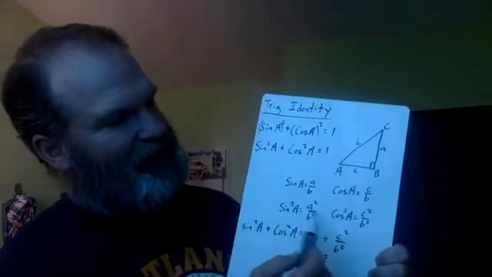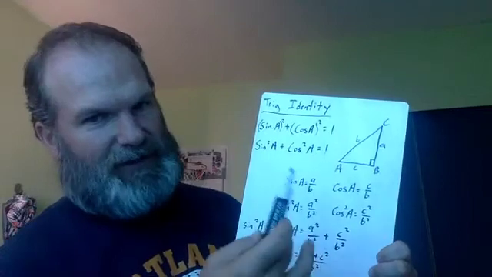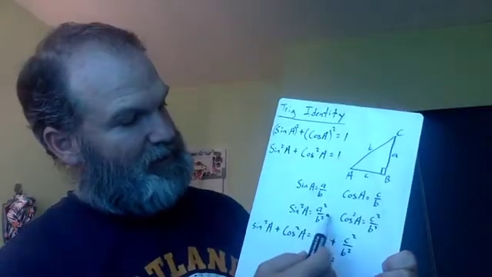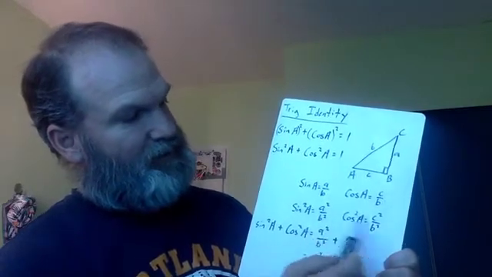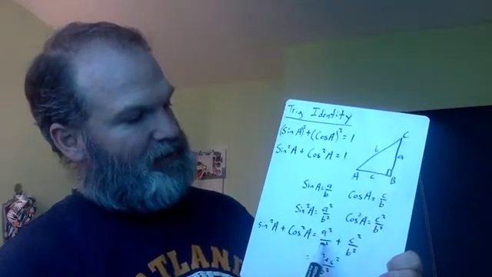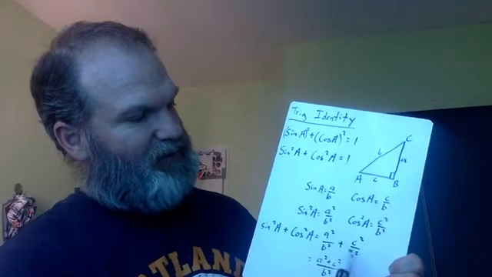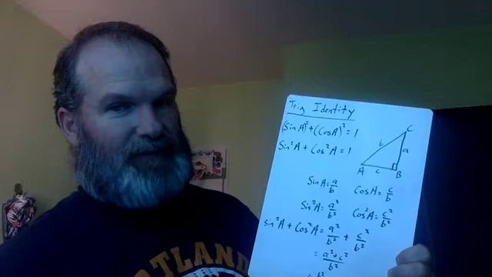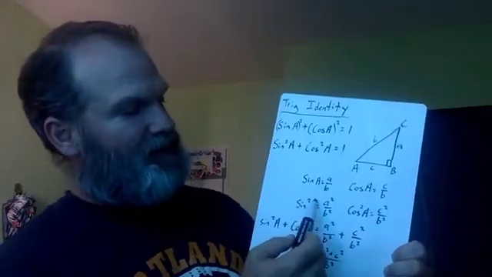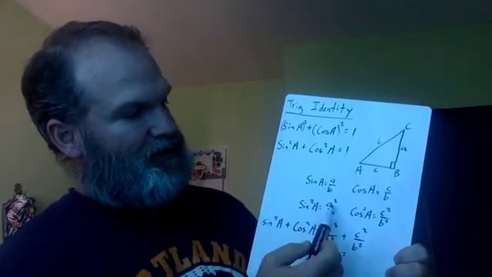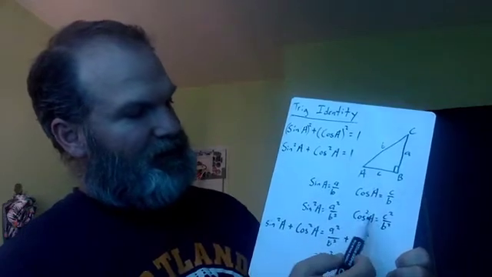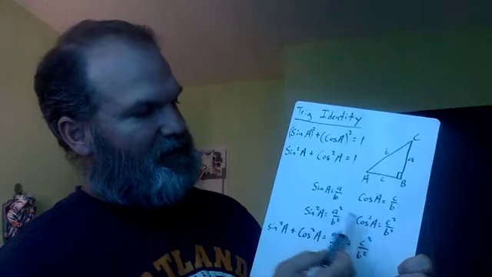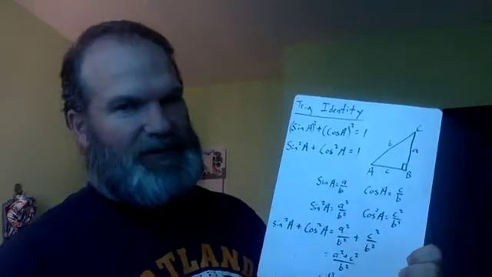Now we're going to add these two together. So we're going to say sine squared A plus cosine squared A is equal to this fraction plus that fraction, a squared over b squared plus c squared over b squared, because hopefully it's following logically for you so far. Sine squared A is equal to a squared over b squared, and cosine squared A is equal to c squared over b squared. So if you add those two fractions together.